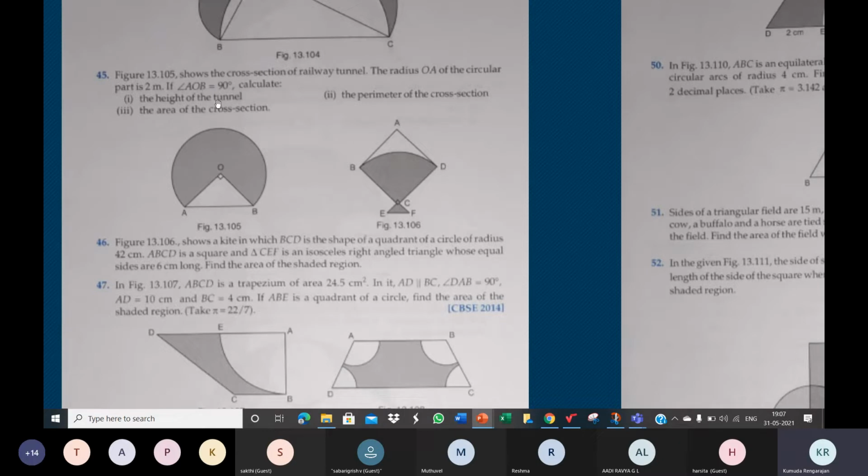So here the height of the tunnel will be this one. This is the perpendicular height of the tunnel. Where's the tunnel? See here. This is the cross section, right? So the height of the tunnel will be this one from here to here, the length of this line segment. The length of this line segment is the height of the tunnel. See, this is the maximum point. From there, the perpendicular height.